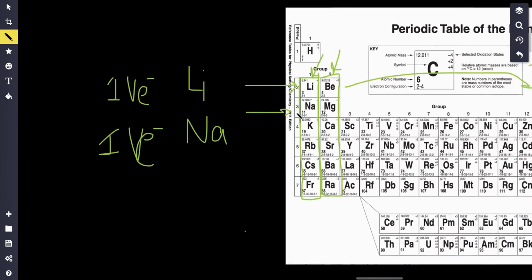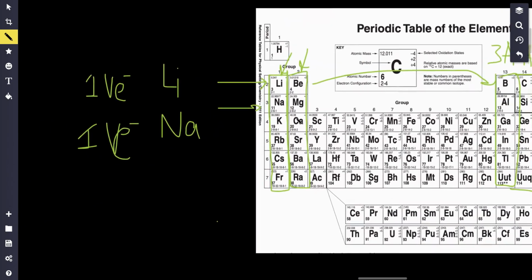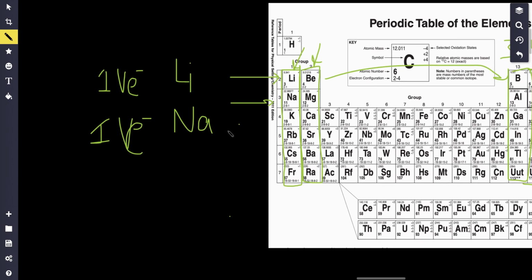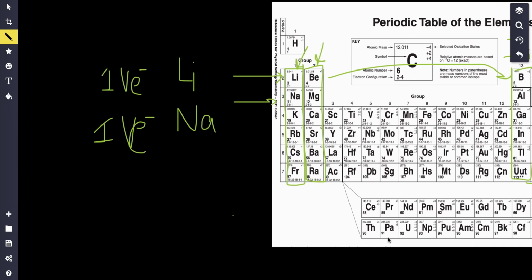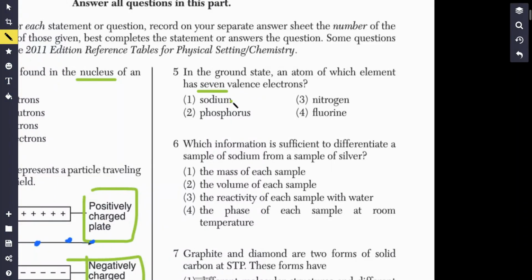The key concept I want y'all to understand is that atoms in the same group have the same amount of valence electrons. And valence electrons just means the electrons in the outermost shell of the atom, right? If I draw the planetary model again, it's the electron that's furthest away from the nucleus. It's the outermost shell. Now we want to find an atom with 7 valence electrons.